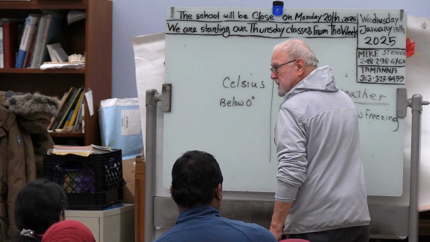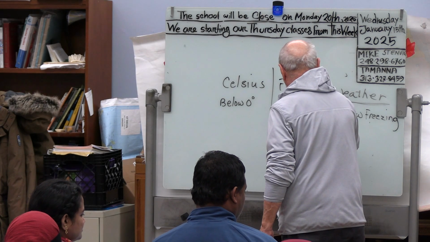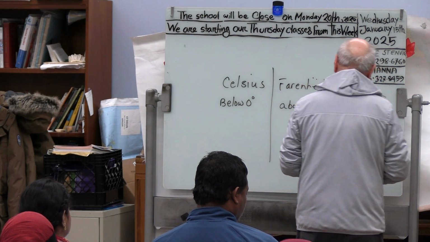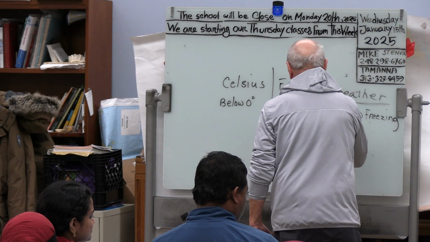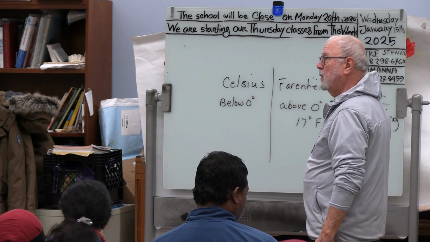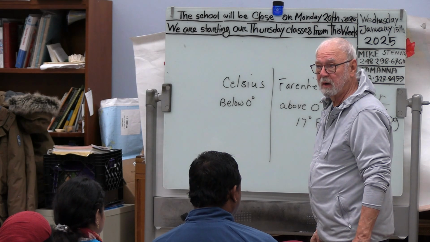What is it outside? About 16? 17? Good guess. 16 today. It's snowing. The sun is out and it's snowing. How about that?